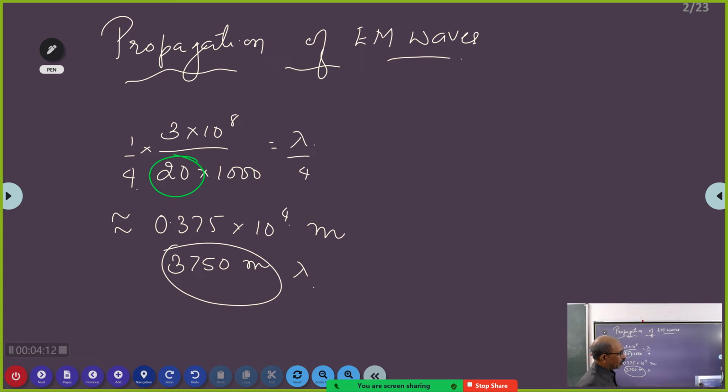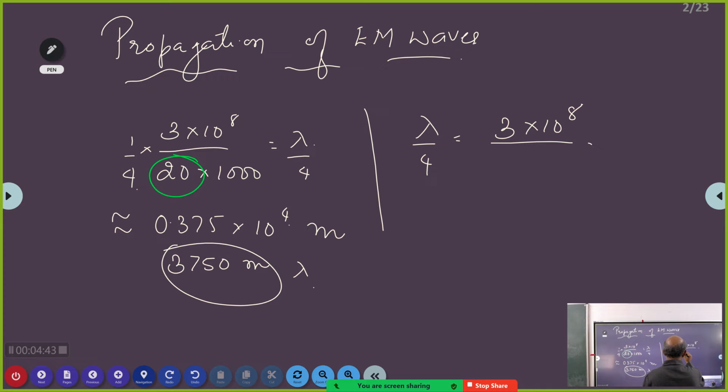However, since the higher frequencies are allocated for other services, at lower frequencies also, that is in several hundreds of kilohertz, you can still emit the electromagnetic waves. For example, amplitude modulation starts from 540 kilohertz. So lambda by 4 at 540 will be 3 into 10 to the power of 8 divided by 540 into 1000 into 4.